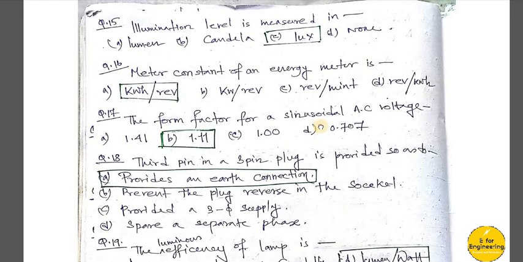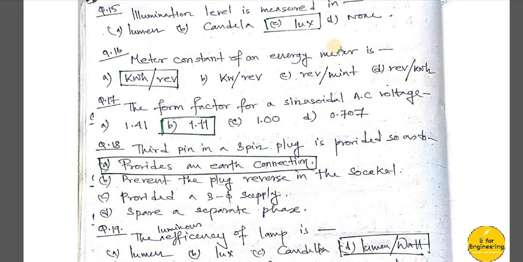Next, illumination level is measured in lumen, candela, lux, or none. It is measured in lux. Meter constant of energy meter is measured in revolution per kilowatt hour. 1 kilowatt hour is equal to 1 unit. The form factor for a sinusoidal AC voltage is 1.11.